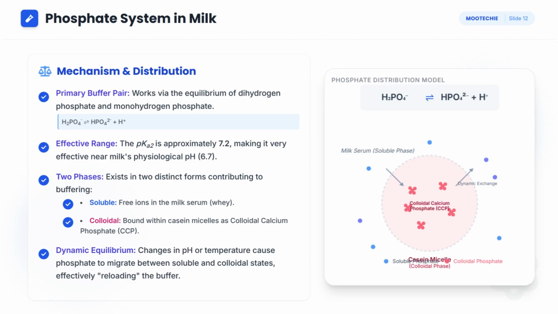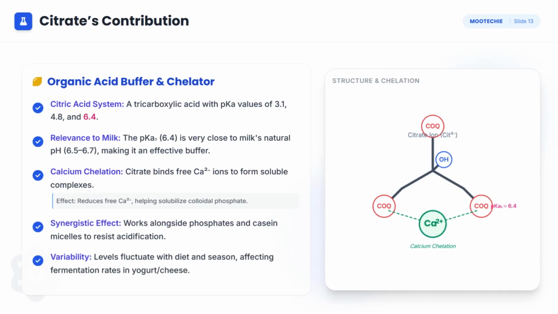Now, let's discuss citrate's contribution. The citric acid system is a tricarboxylic acid with pKa values of 3.1, 4.8, and 6.4.